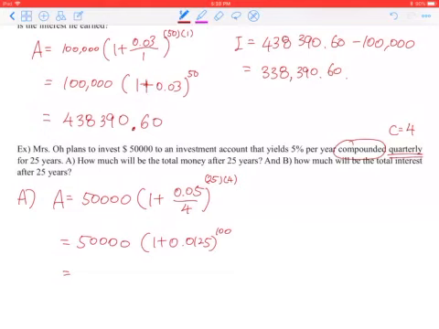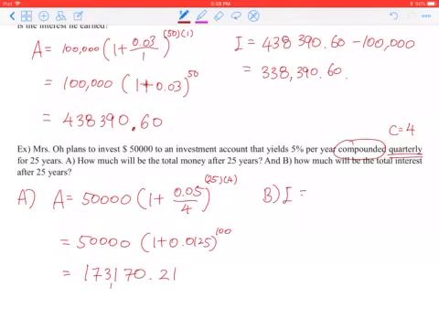Now according to the calculator, $50,000 times 1.0125 to the power of 100 gives me $173,170.21. So the amount 25 years later is $173,170.21. Now then, B, how much will the total interest be?